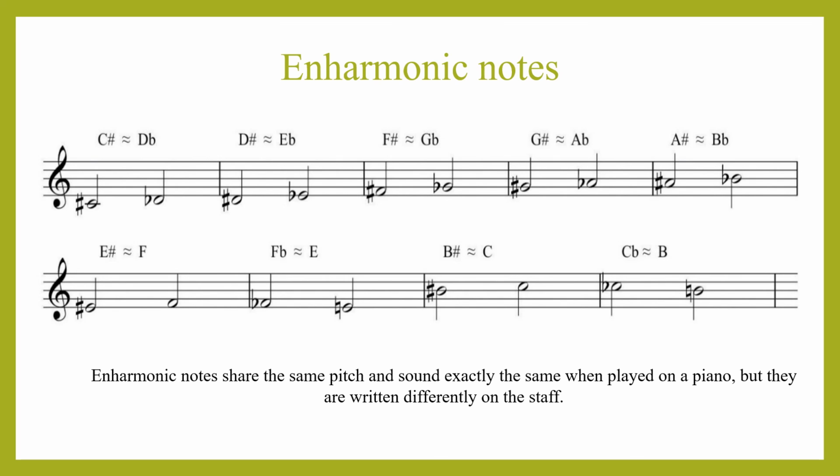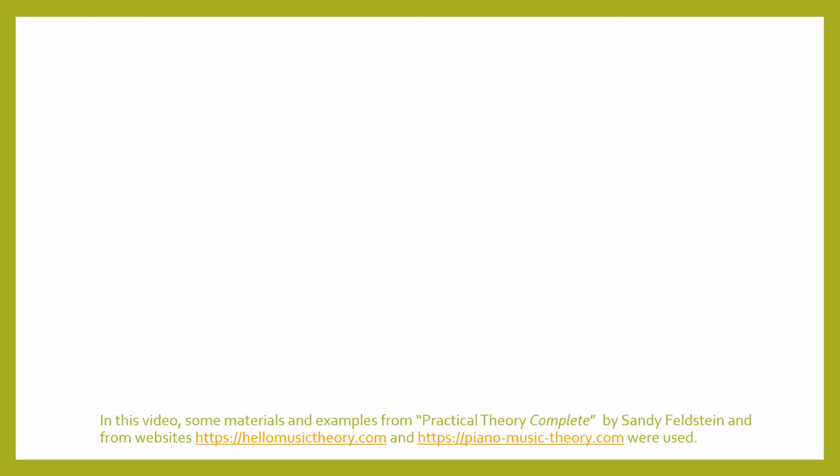E sharp is the same note as F natural. F flat is the same note as E natural. B sharp is the same note as C natural. C flat is the same note as B natural. This is called an enharmonic equivalent. Enharmonic notes share the same pitch and sound exactly the same when played on a piano, but they are written differently on the staff.